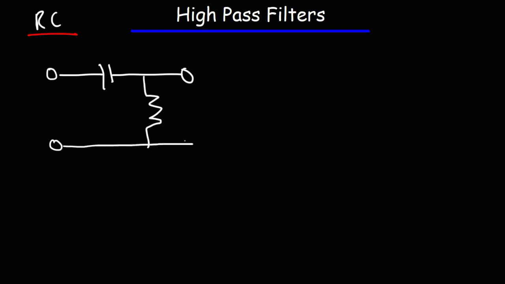Now let's talk about high-pass filters. High-pass filters allow high-frequency signals to pass through the circuit while blocking low-frequency signals. So let's start with the RC high-pass filter circuit. In this circuit, the position of the capacitor and the resistor have been switched from the RC low-pass filter, as you can see here. The output voltage is directly across the resistor.